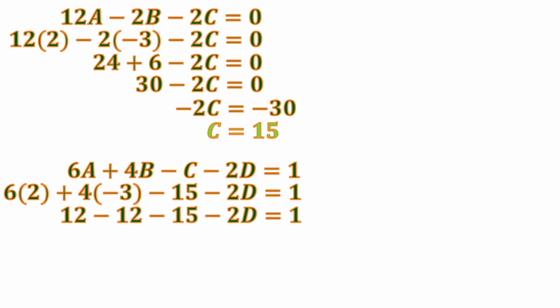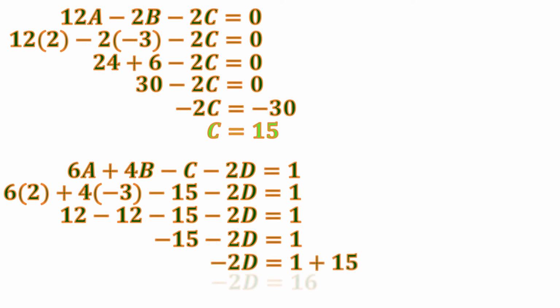And then let's multiply: 6 times 2 is 12, 4 times negative 3 is negative 12, and then we combine 12 and negative 12 is 0, and then transpose negative 15, so 1 plus 15 is 16. Then divide negative 2d and 16 by negative 2. So let's copy it. We don't have enough space. And then divide by negative 2. D is negative 8.